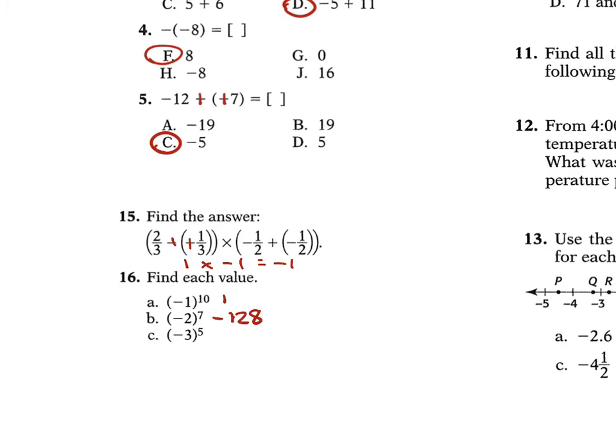The exponent is odd, so we're going to have a negative. Negative 3 times negative 3 is positive 9. Times negative 3 is negative 27. Times negative 3 is positive 81. Positive 81 times a negative 3 is 243. So negative 243.